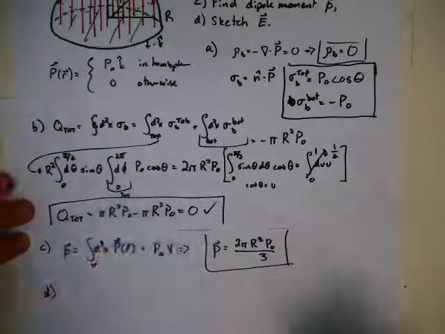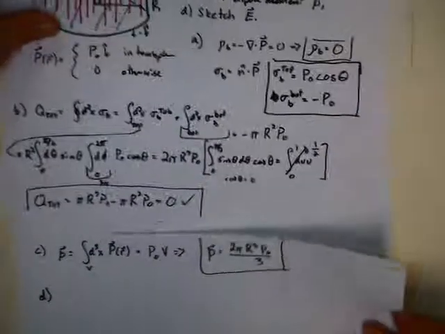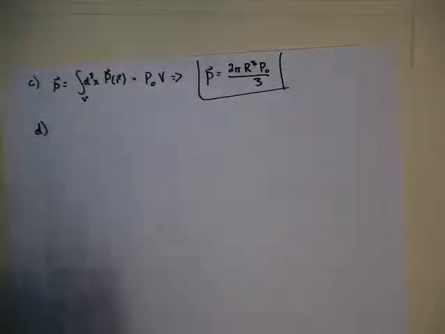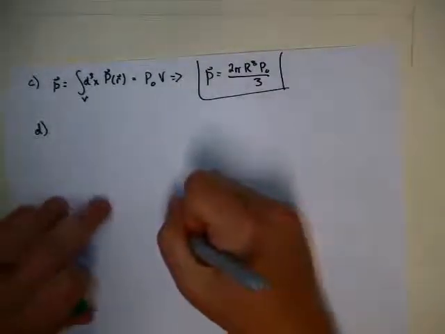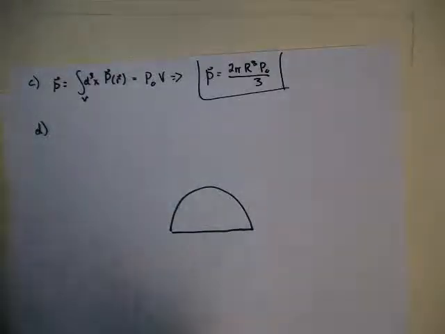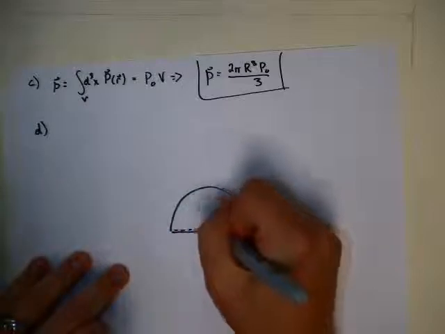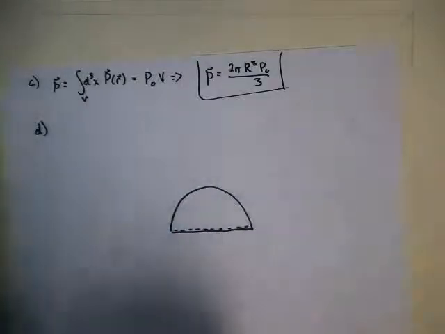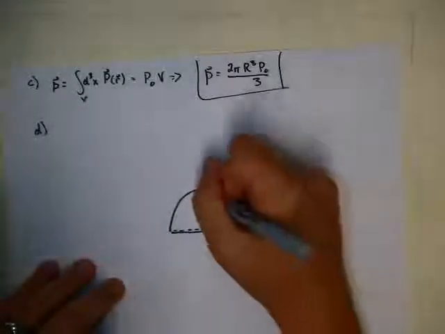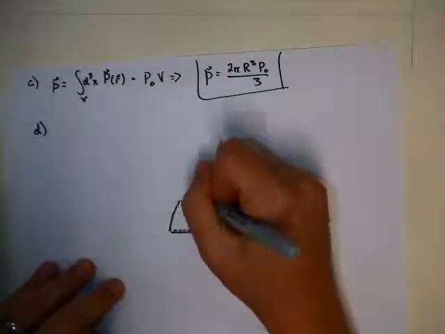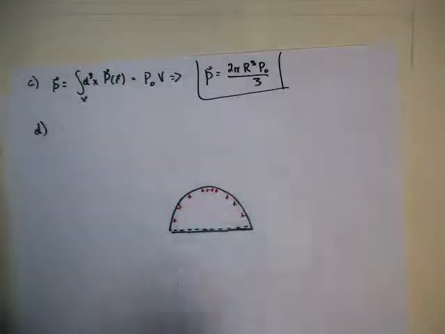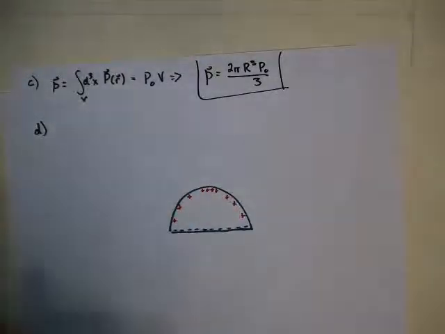And then for part D, we want to sketch the electric field. Okay, so this isn't too bad. So let's go ahead and draw our hemisphere. Okay, so there's our dielectric hemisphere. We know that we have a uniform negative surface charge on the bottom, and we know that we have a positive surface charge on the top half that is more concentrated on the top and less concentrated on the sides. And so the highest density is there in the center.